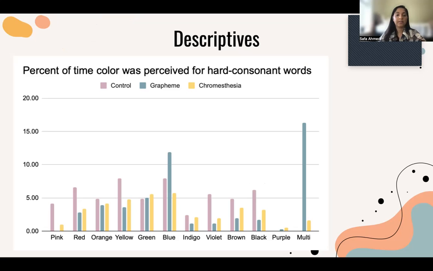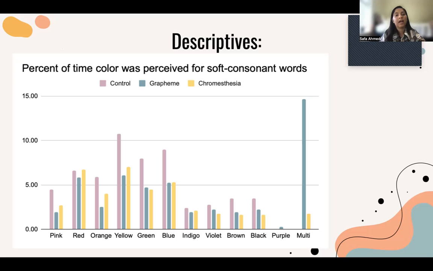This graph shows the percent of time each color was perceived for hard consonant words in the different groups. As you can see, a lot of the grapheme responses included multiple colors and color intensities, and so these answers were actually not included in the final calculations.